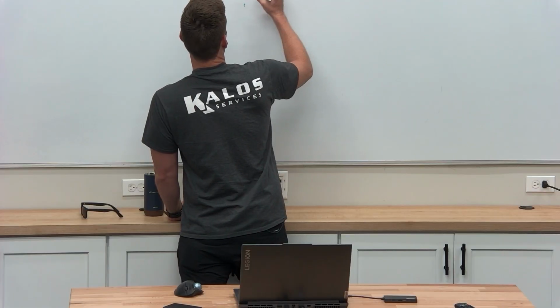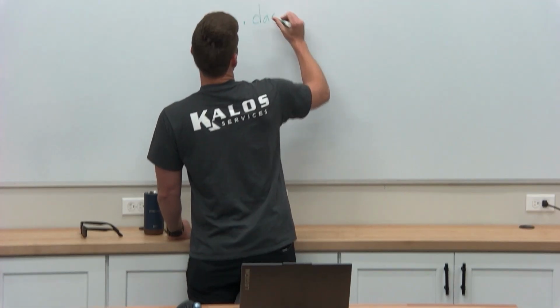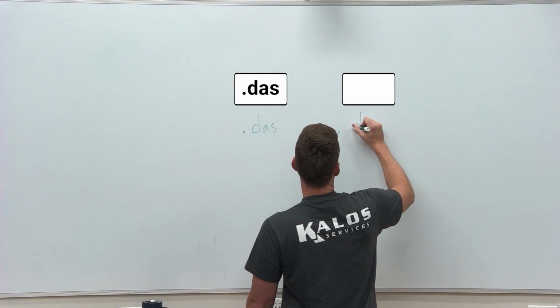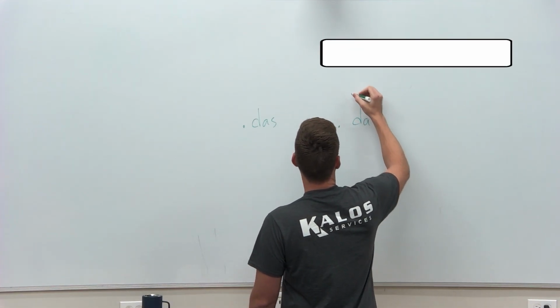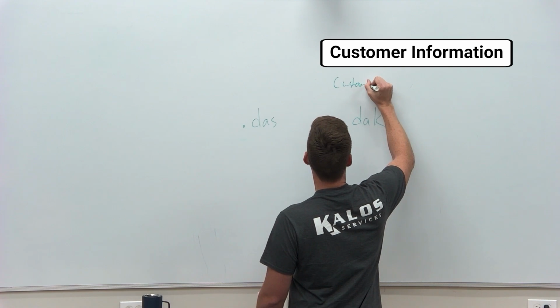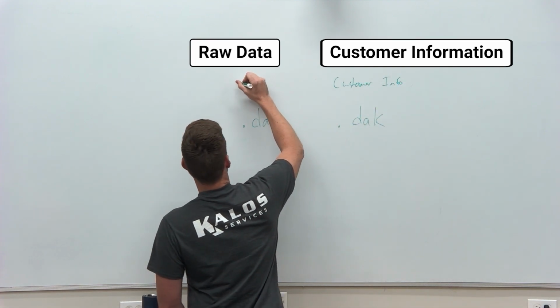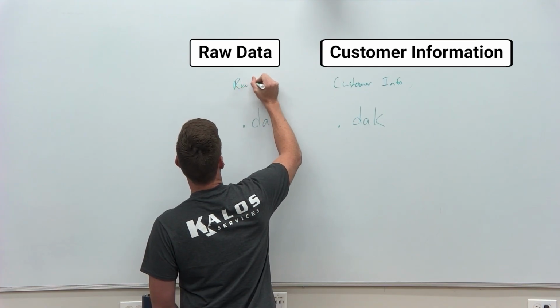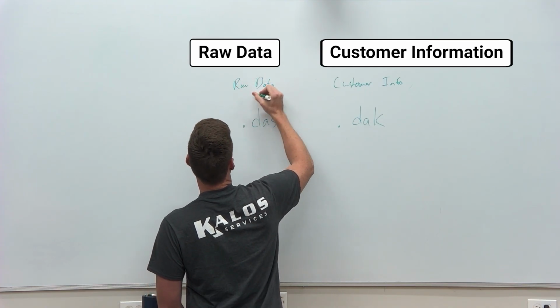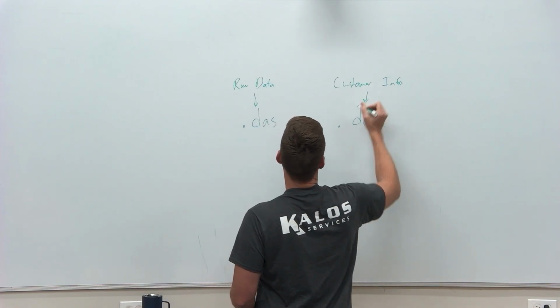So it's going to create two files. It's going to create a .das and it's going to create a .dak, right? This is customer information, and this is actually your raw data, the data that it recorded and all the information. And so these are your two raw formats.